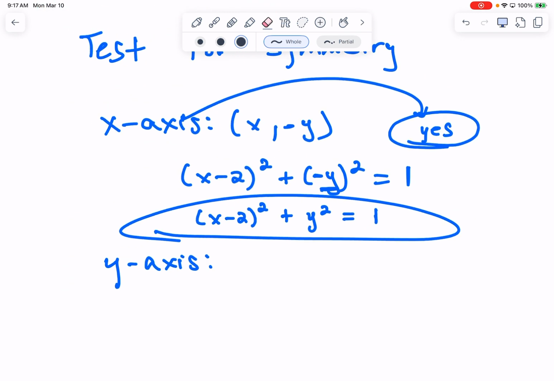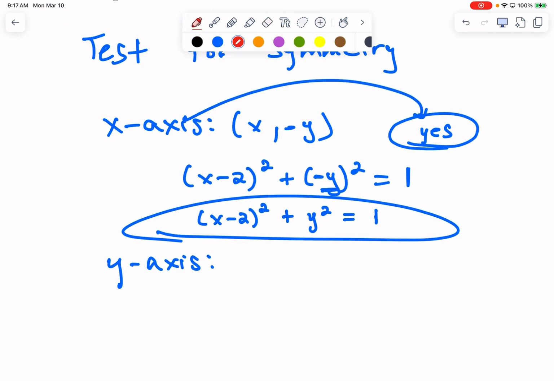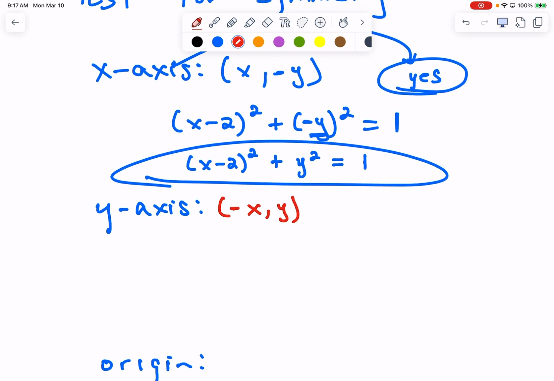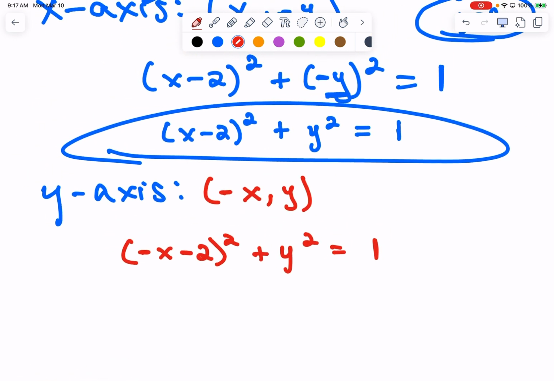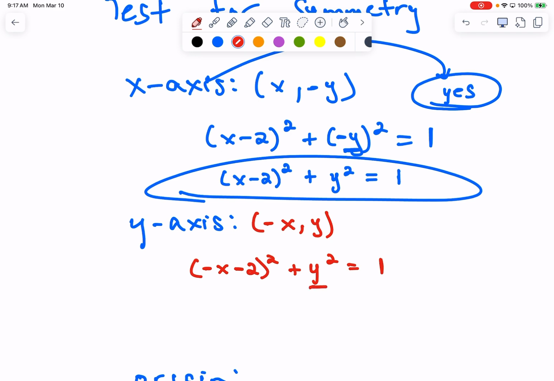All right, y-axis, what do you test for? What do you got to replace? Negative x. So I'm going to plug it into the original equation. So I'm going to have negative x, now this one's a little tricky, squared plus y squared is equal to 1. Now you might have to do a little work to see if this is true. Okay, the y squared is fine.